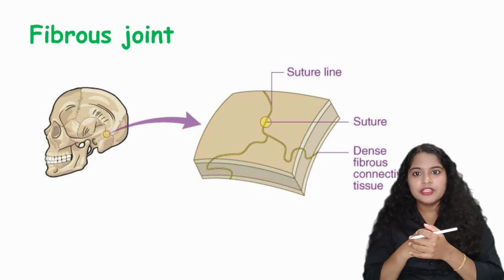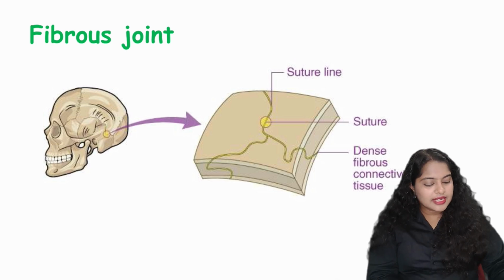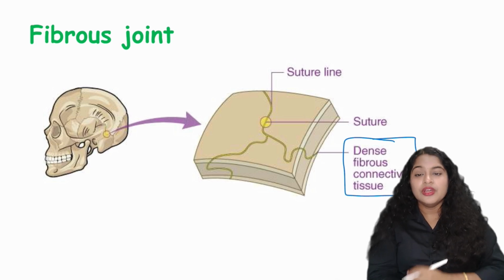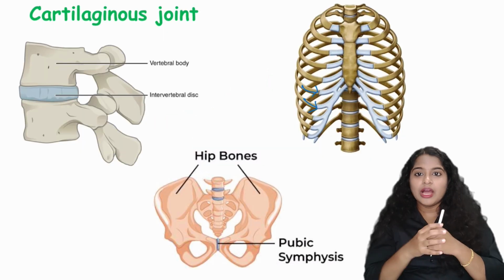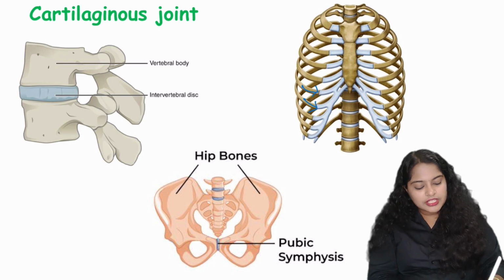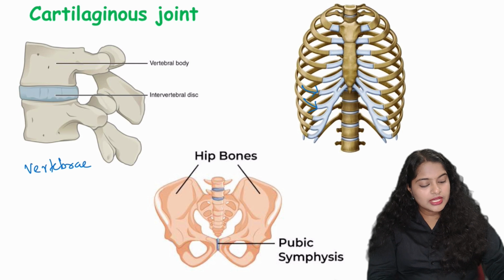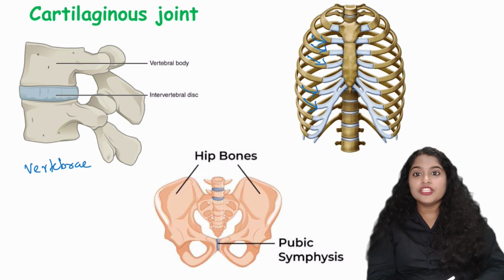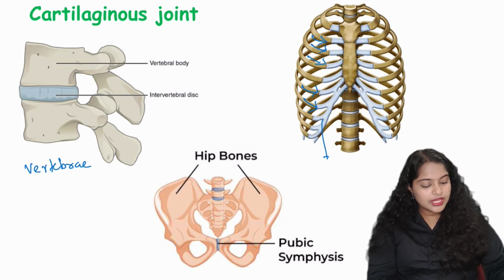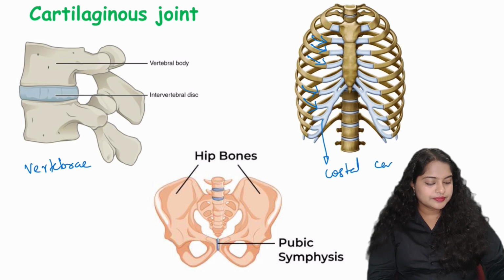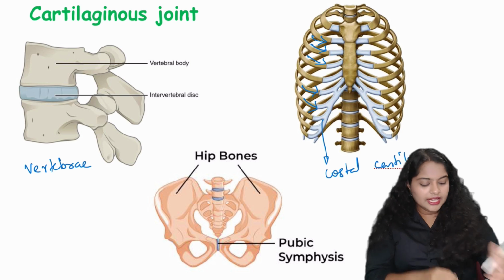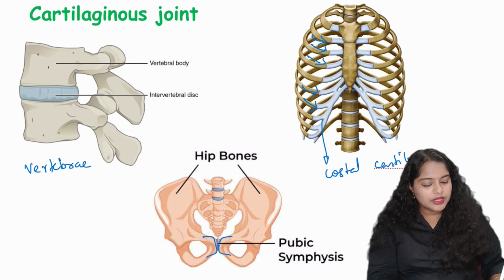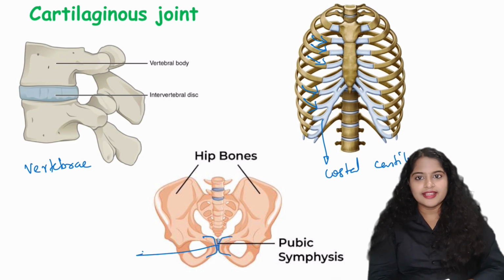This is the structure of the fibrous joint which is present in your skull, and this is connected by dense fibrous connective tissue and these form sutures. So they are immovable, they cannot be moved. Now coming to the cartilaginous joints. The first one is between the vertebrae. Then the next one is found where the ribs attach to the sternum through the costal cartilage. Then in the pelvic girdle, the pubic part is connected through the pubic symphysis, and this is also a cartilaginous joint.